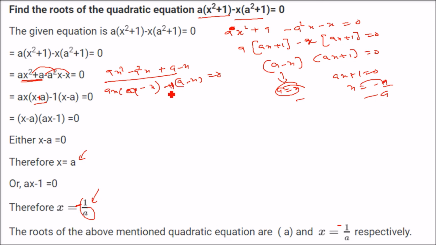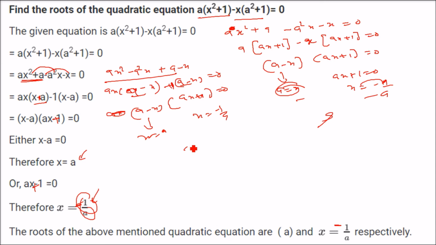Now I'm taking a minus x common. You will get ax plus 1. Remember, this will be plus 1. So this will give you x equal to a, and this will give you x equal to minus 1 by a. Both ways, even if you take these two together first, or these two, the answer is going to be the same: a and minus 1 by a.